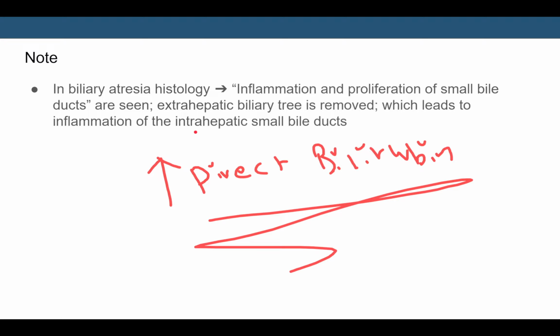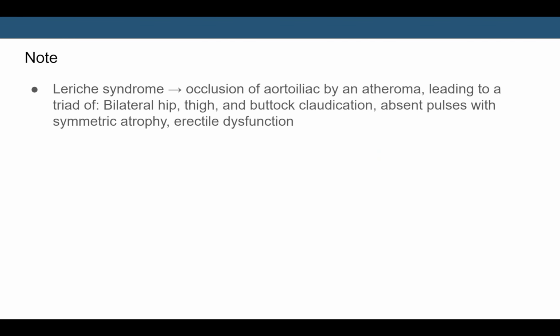And for the USMLE step 2 CK as well, they might bring up a child who has an increased direct bilirubin level. Then what are you going to do next is that you're going to do an abdominal ultrasonography. And how can we confirm it? Is with liver biopsy.